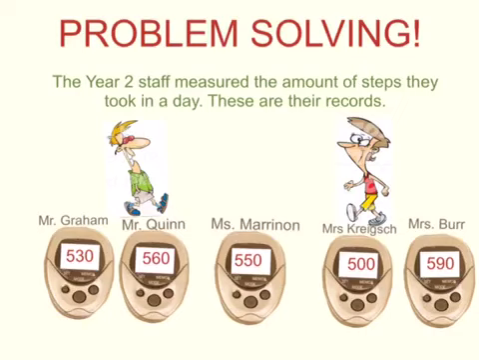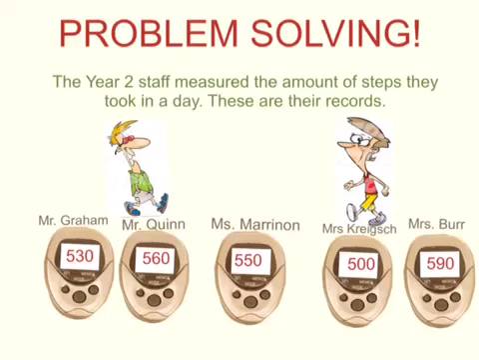560. Excellent. Miss Marinon, 550. Miss Kriegish, 500. And Mrs. Burr, 590. So we are going to use this information down the bottom to put these in the correct sequence. We know that each of them starts with the 5. Our job is to work out which one came first, second, third, fourth, fifth, and we're going to plot them onto our number line.